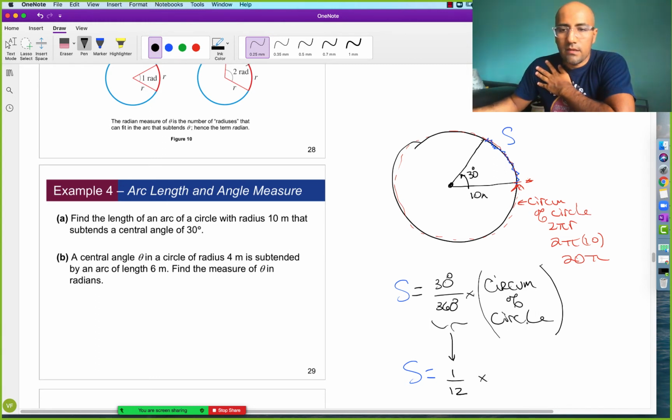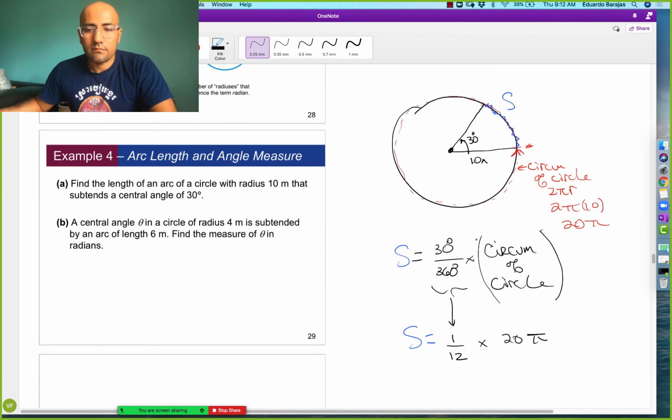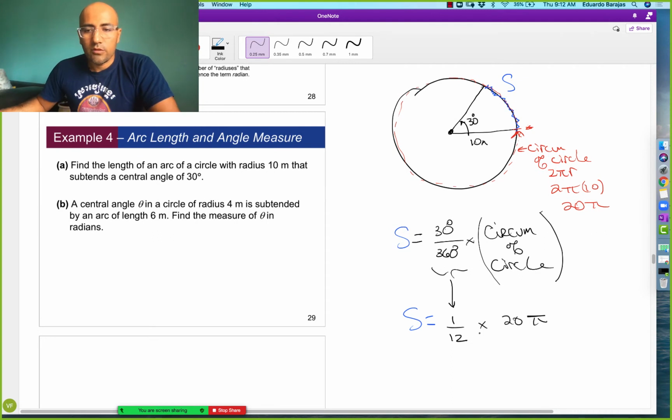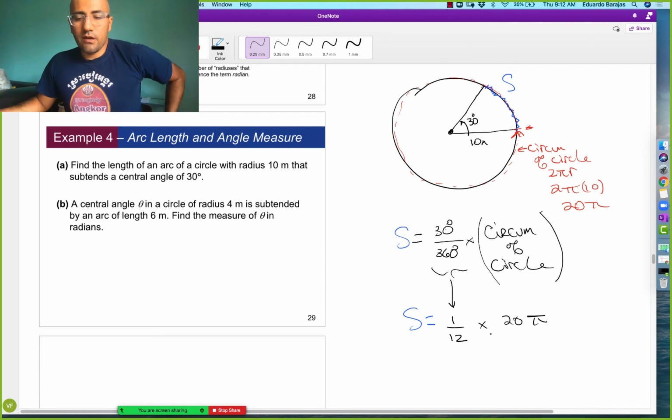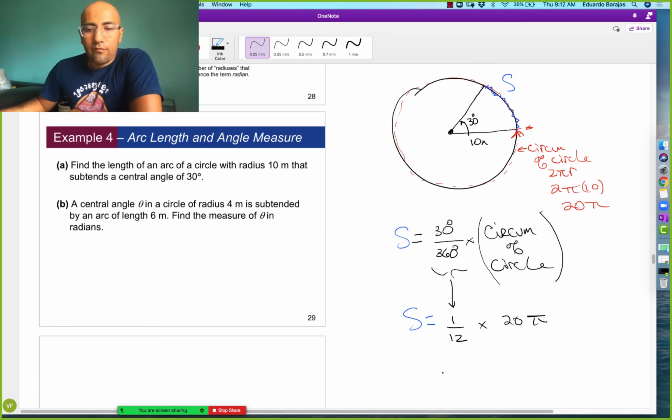And then the circumference of the circle we said was equal to 20 pi. So it makes sense that S is 1/12 of 20 pi. Right? We multiply them together, we reduce, they both have a common divisor of 4. So this becomes 5 pi over 3. S equals 5 pi over 3.